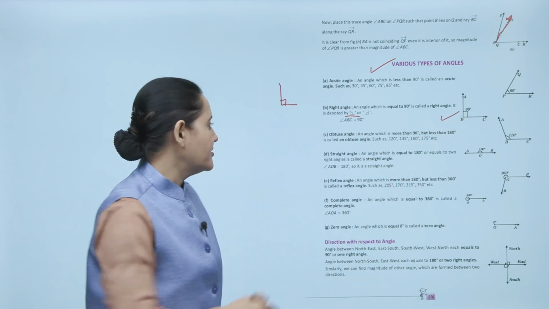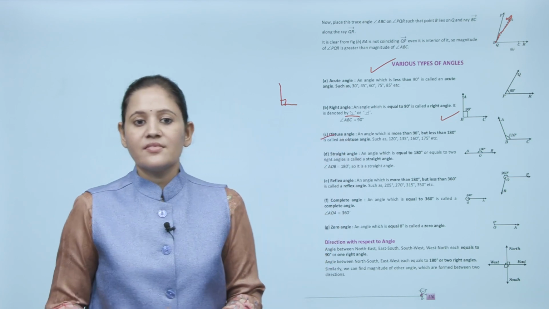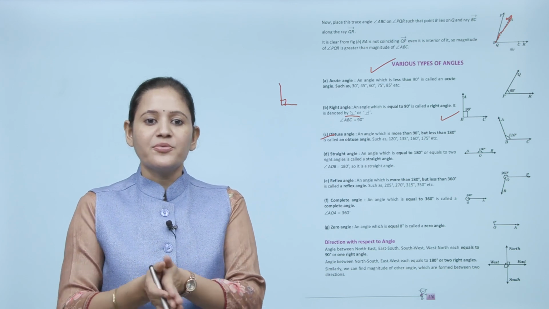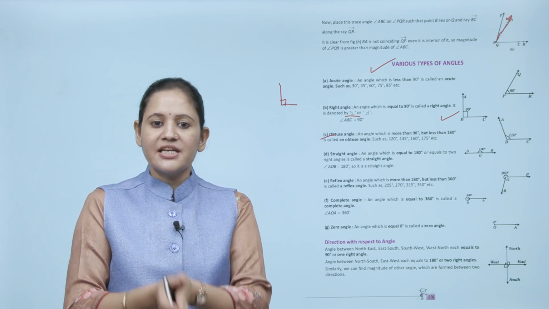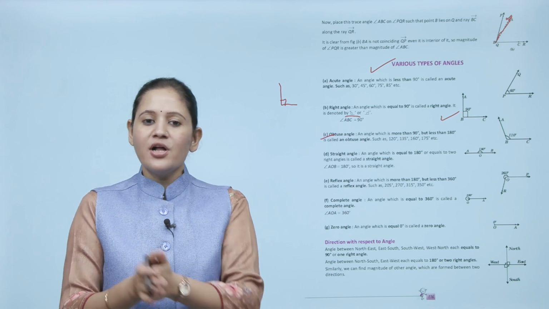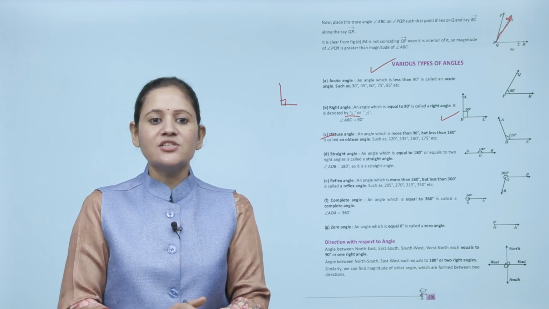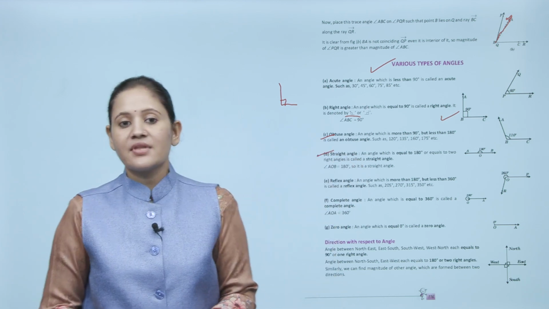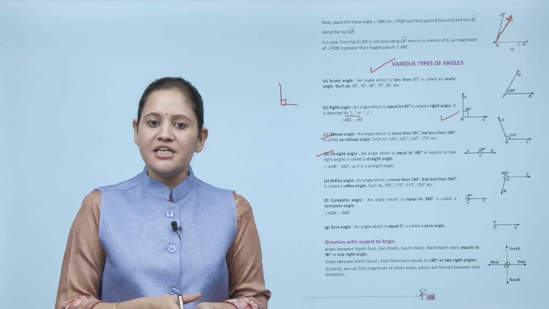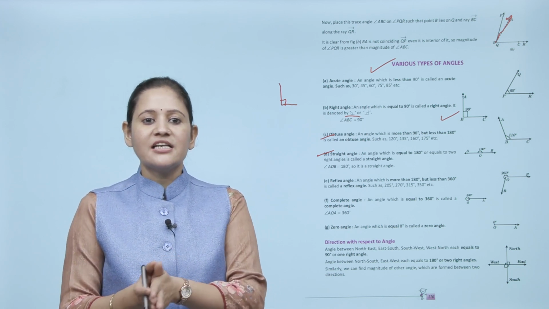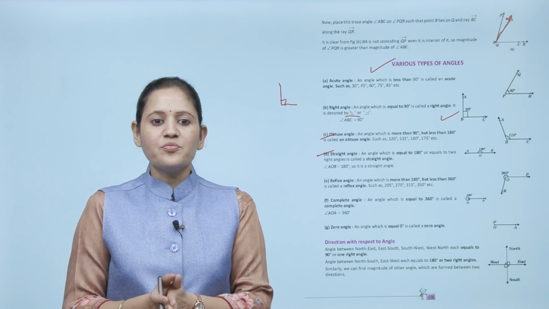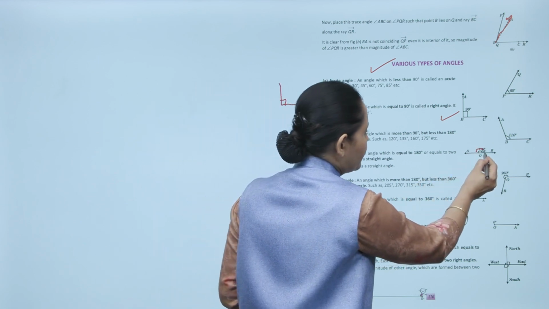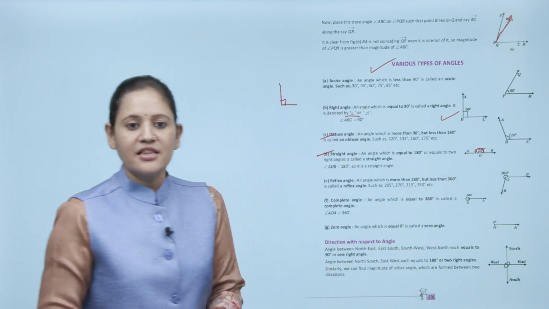Next, obtuse angle. An angle which is more than 90 degrees but less than 180 degrees is called an obtuse angle, such as 120 degrees, 135 degrees, 160, 175. All these are more than 90 but less than 180 degrees, so they are obtuse angles. Next, straight angles. An angle which is equal to 180 degrees or equal to two right angles is called a straight angle. Angle AOB is 180 degrees, it is a straight angle.